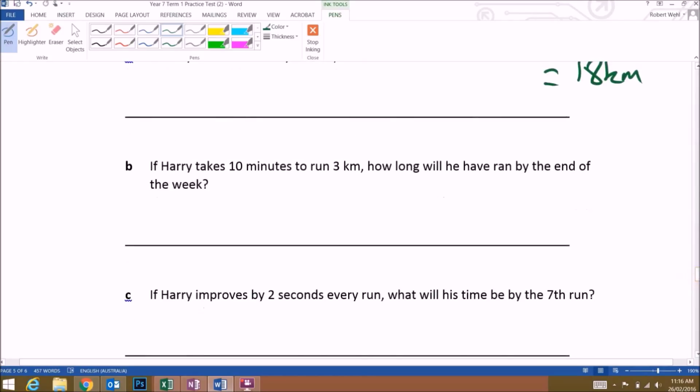If Harry takes 10 minutes to run 3k, how long will he run by the end of the week? So 10 minutes per 3 kilometres. Okay. He runs 3 kilometres 6 times a week. Okay. So that's 6 times 10. He will run for 60 minutes. Okay.